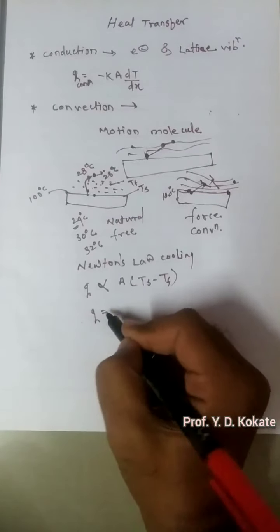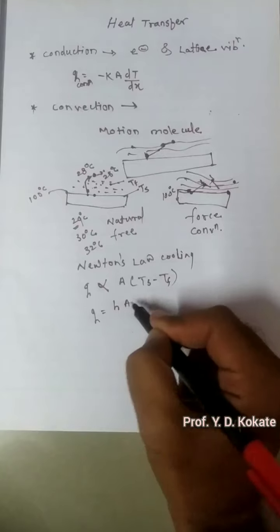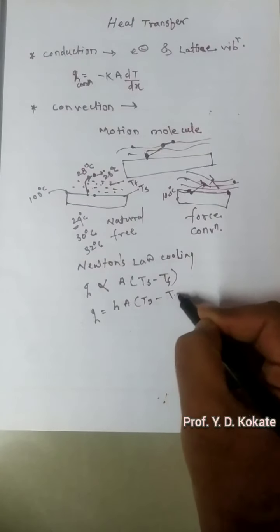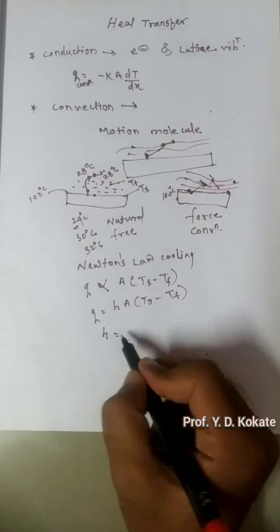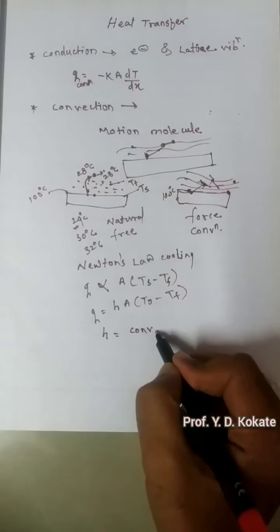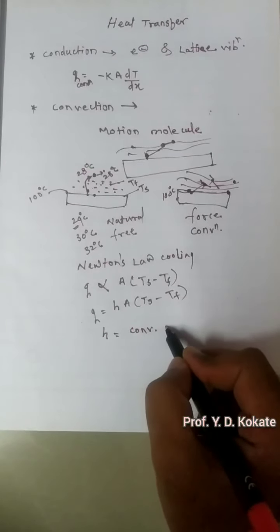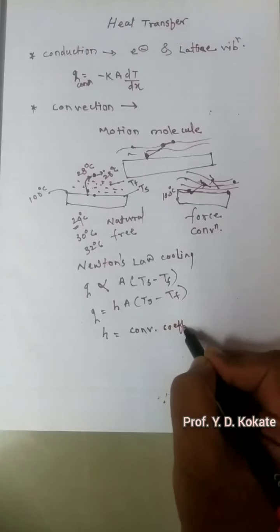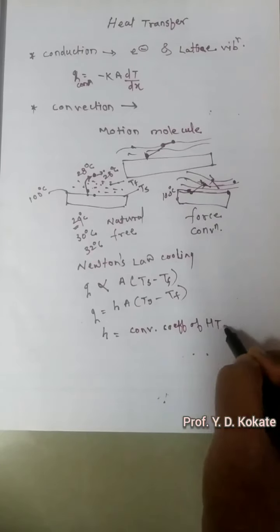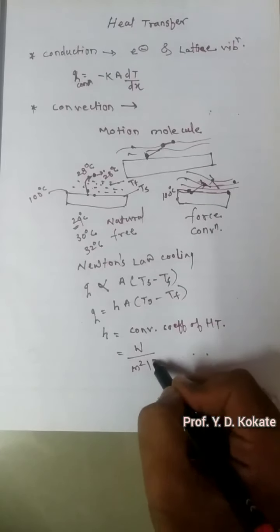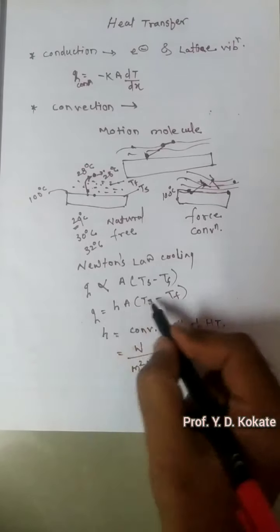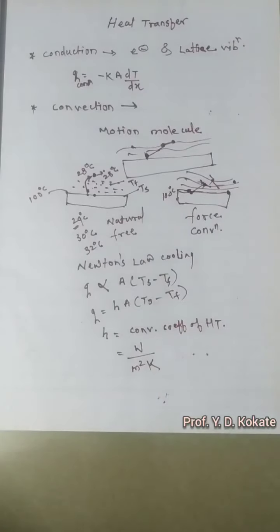If I cancel the proportionality sign, I will get Q = hA(Ts minus Tf), where h is nothing but the convective heat transfer coefficient, which has a unit of watt per meter square Kelvin. By taking this parameter to this side, you can easily calculate the unit also.